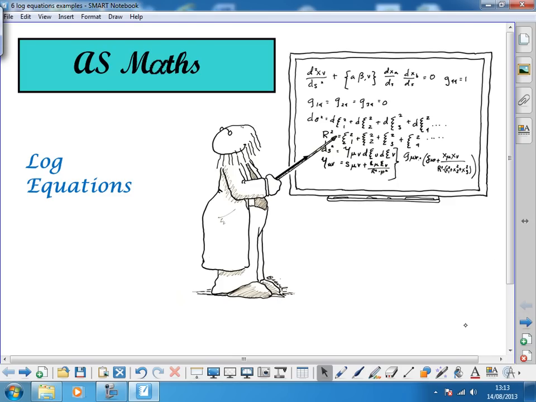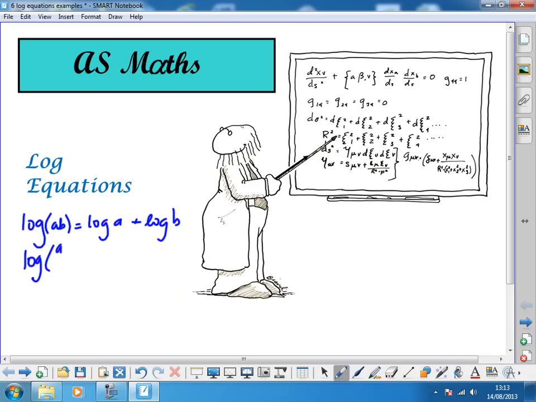So in the last video we saw the equations you had to learn for logs. We had to learn that log AB is log A plus log B, and log A over B is log A minus log B, and log x to the n is n log x.